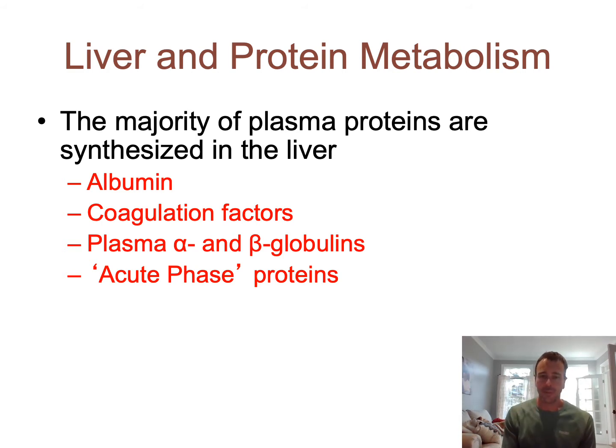Let's talk a little bit about protein metabolism by the liver. The majority of plasma proteins are actually made in the liver. So albumin, which makes up a large part of our plasma proteins, coagulation factors for our blood, plasma alpha and beta globulins, as well as acute phase proteins, which we'll talk about.